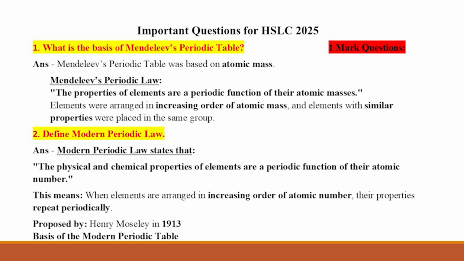2. Define modern periodic law. Answer. Modern periodic law states that the physical and chemical properties of elements are a periodic function of their atomic number. This means, when elements are arranged in increasing order of atomic number, their properties repeat periodically. Proposed by Henry Moseley in 1913. Basis of the modern periodic table.